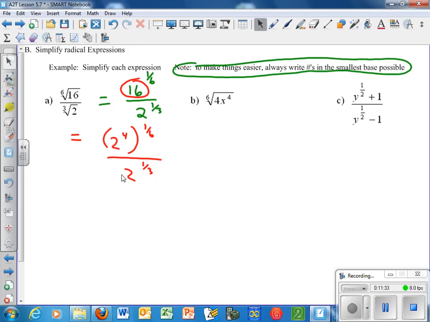Okay, now, right here on top, you have a power to an outside power. Power to a power, just like with this, if I had x squared to the 3rd, the rule is power to power, you multiply exponents. Well, that's what we're going to do right here. So we're going to multiply those exponents. So I get 2 to the 4/6 power. Remember, 4 times 1/6 is 4 over 1 times 1 over 6, or 4/6, over 2 to the 1/3.